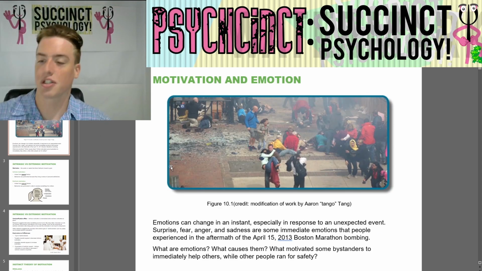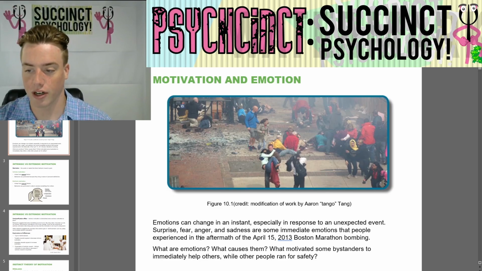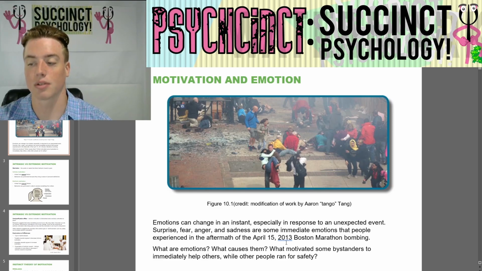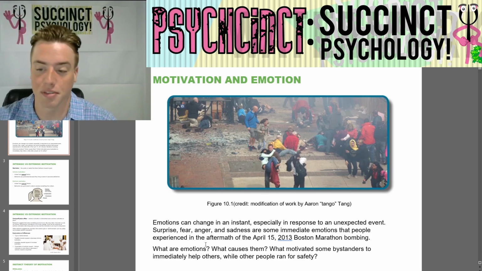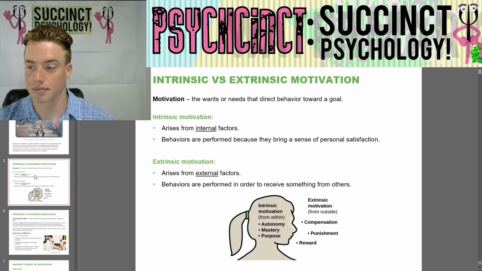So, motivation and emotion. Emotions can change in an instant, especially in response to an unexpected event. Surprise, fear, anger, and sadness are some immediate emotions that people experience in the aftermath of the April 15, 2013 Boston Marathon bombing. You can see right there, not a pleasant experience. So, what are emotions? What causes them? What motivated some bystanders to immediately help others while other people ran for safety?